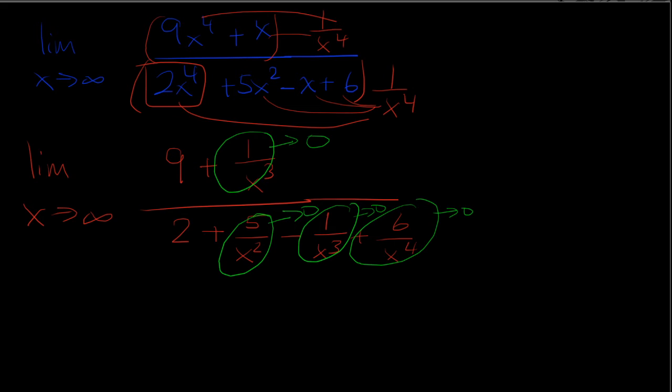So I'm left with 9 over 2 as my limit. Okay. Next problem, I want to look at what happens when the denominator has a higher degree than the numerator.